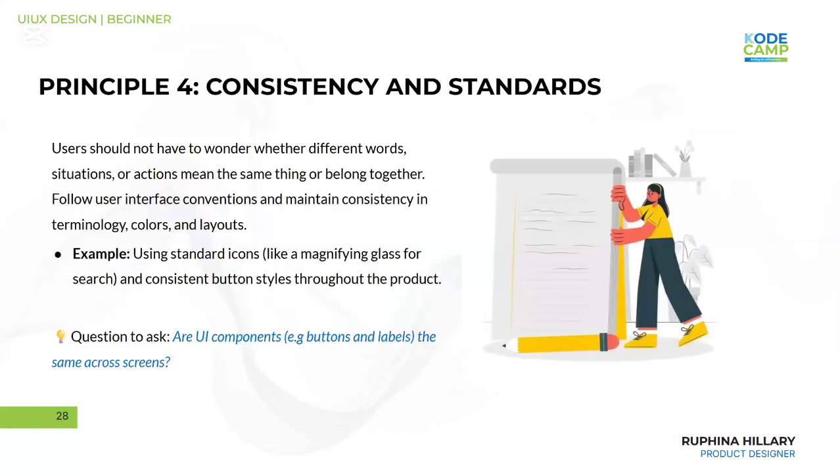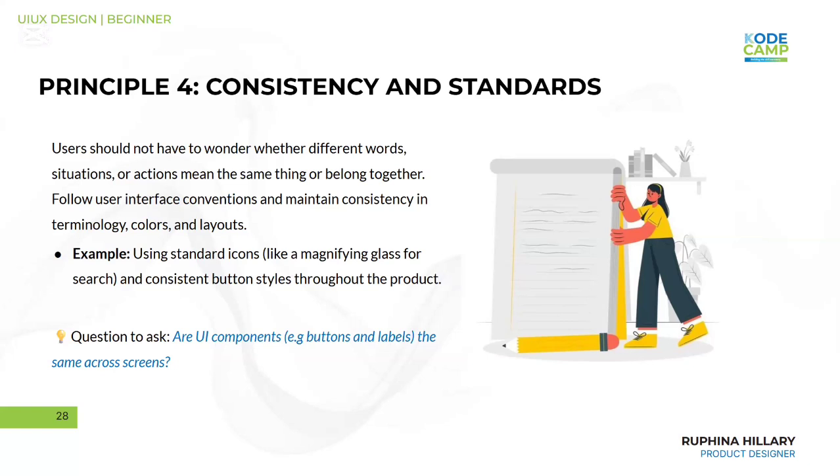Now the fourth principle is consistency and standards. Users should not have to wonder whether different words, situations, or actions mean the same thing or belong together. It should be consistent. It should be a standard. If you're using orange as your brand color, as your primary color, it should be orange throughout. Also use standard icons like a magnifying glass, and consistent button styles.